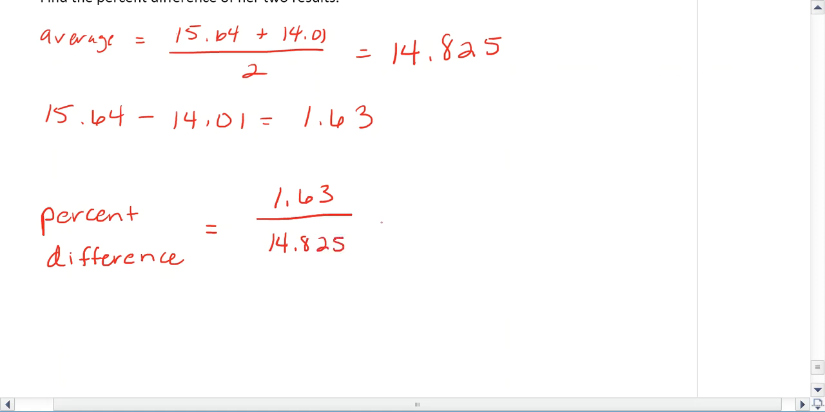And since they're asking for a percent, either you have to remember or go ahead and write it in that you will be multiplying your answer by 100. So if I divide those and I go ahead and multiply it by 100, that would round off to approximately 11%. So the percent difference between her two answers was 11%.